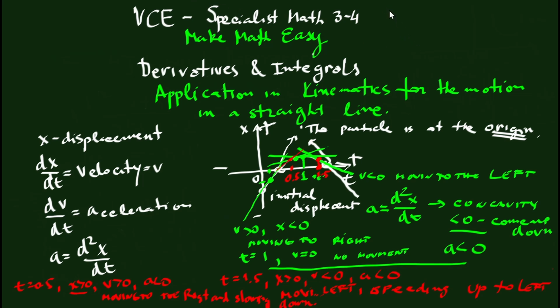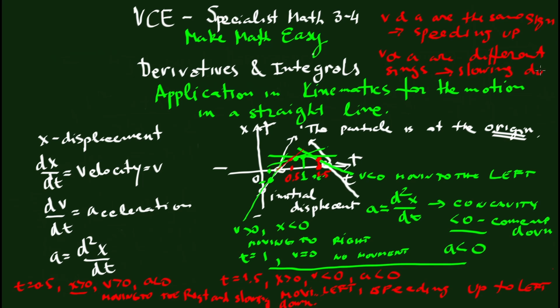In conclusion, we can say when v and a are the same sign, then we have speeding up, and when v and a are different signs, we have slowing down.